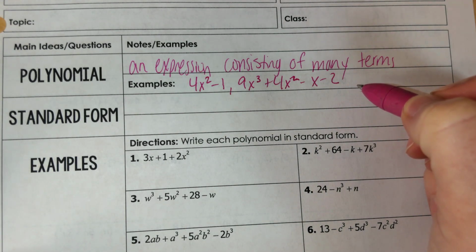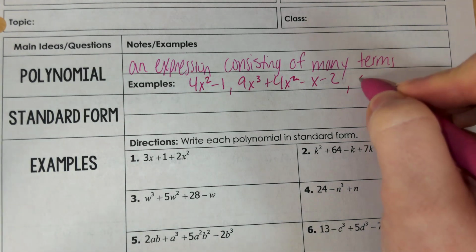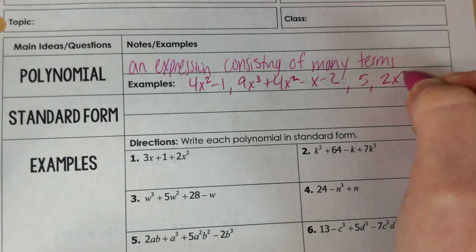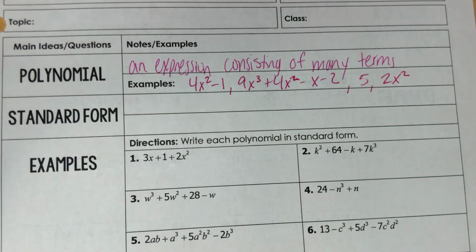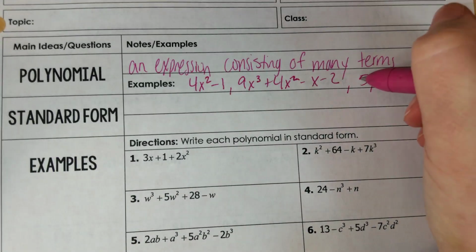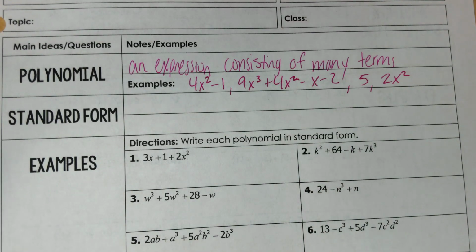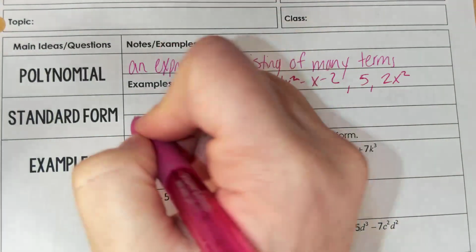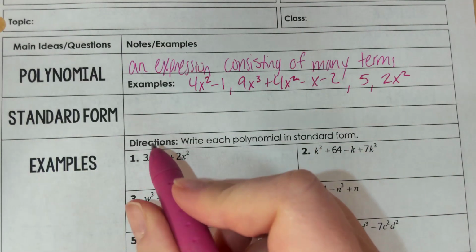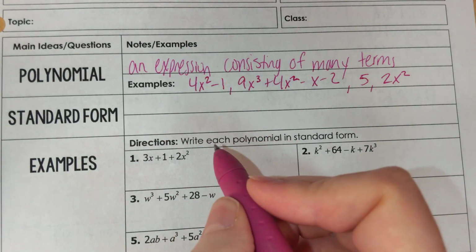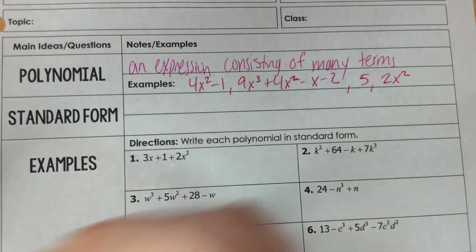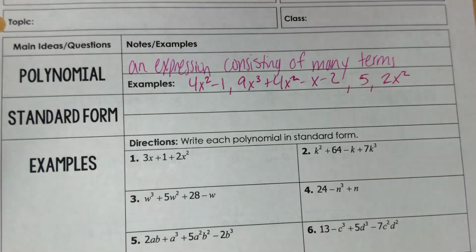Now, polynomials are kind of a larger umbrella, so they can also include those monomials like 5 or 2x squared as well. Those are also considered under the polynomial umbrella, even though they have only one term. So standard form is the way that we write polynomials across the board. Everybody will write them the same way. It's just a standard procedure that we use for writing them.